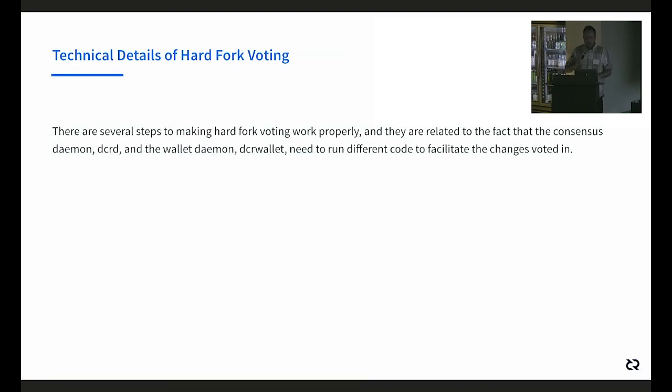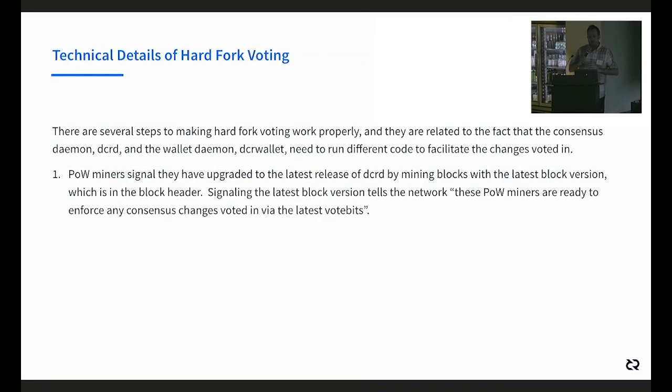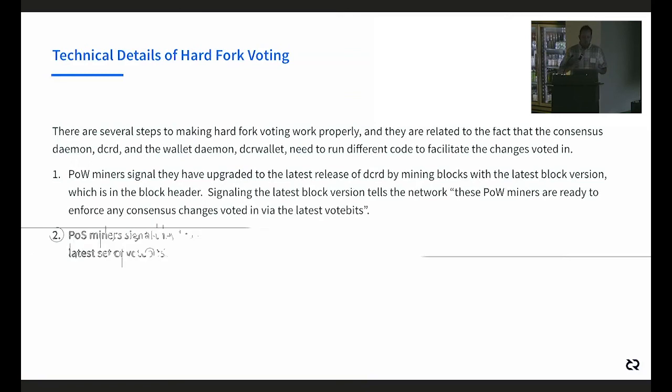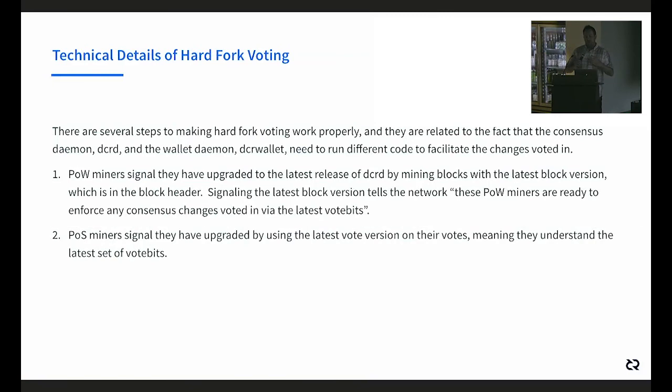The way it runs is that proof of work miners signal they have upgraded by incrementing their block version. This says to the network that these proof of work miners are running the latest consensus daemon that has these hard fork voting issues encoded into it. Basically, it's got the changes wired in. Then proof of stake miners signal they've upgraded by using the latest vote version. That signals that there are vote bits in these issues that the wallets understand. If the wallets understand these pieces, then they can make sane votes.